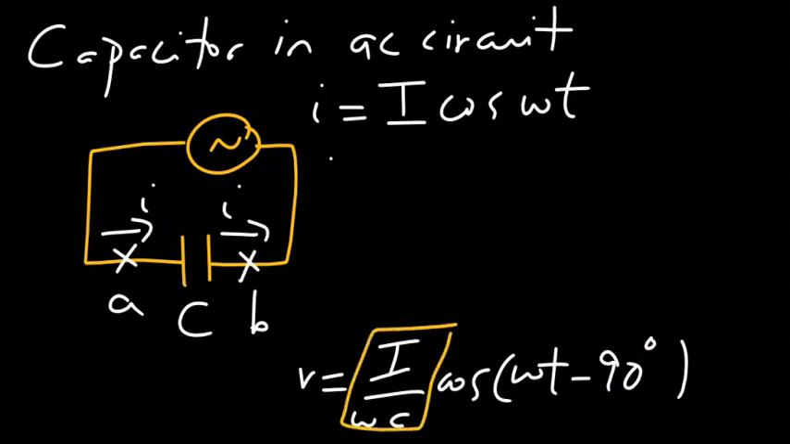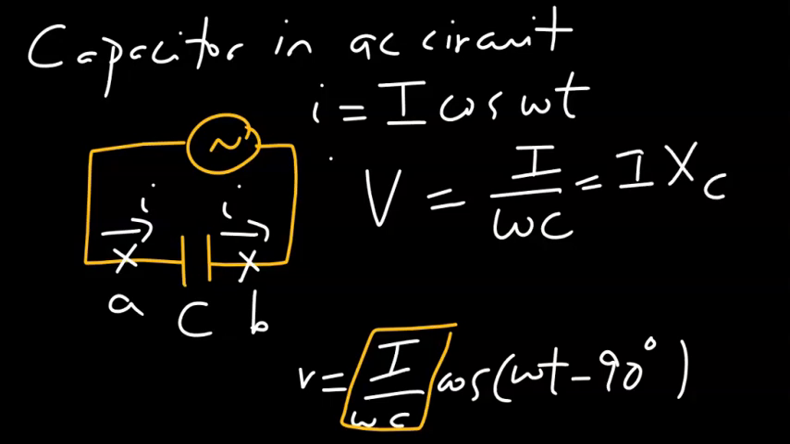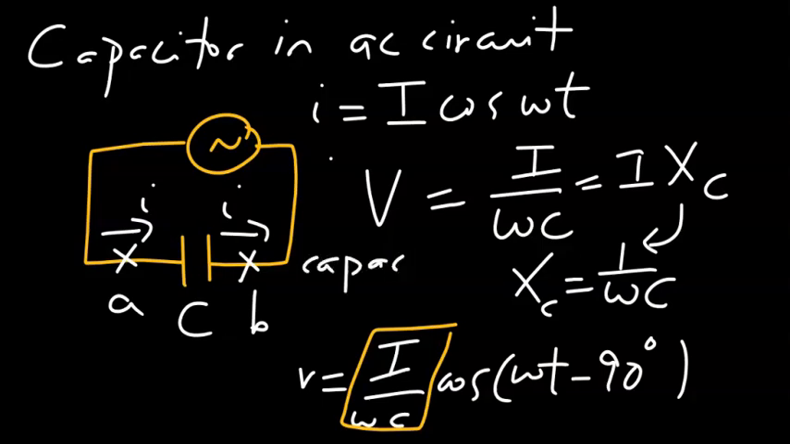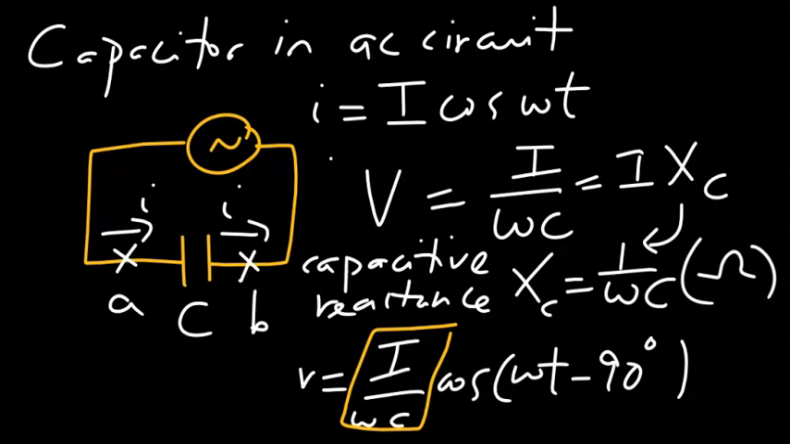This expression, which refers to the amplitude of the voltage, can be slightly rewritten like that, where X sub C is 1 over omega times the capacitance. This is known as capacitive reactance, with the same unit as resistance, namely ohm. And you see that this capacitive reactance, as opposed to resistance, is dependent on the frequency and also the capacitance of the capacitor. Let's look at the following problem.